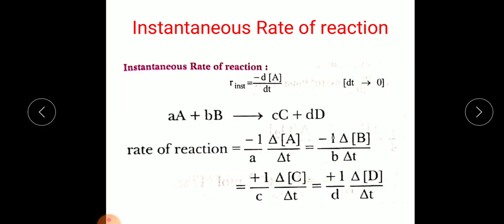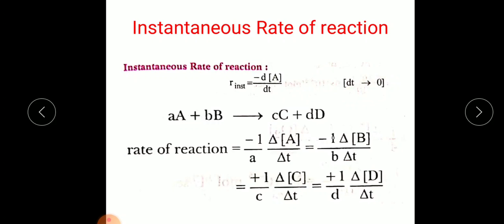Whereas instantaneous rate of reaction is given by R instantaneous equals minus dA by dt. This is the differentiation, we can say. In mathematics we have this function called differentiation, where dt tends to 0.